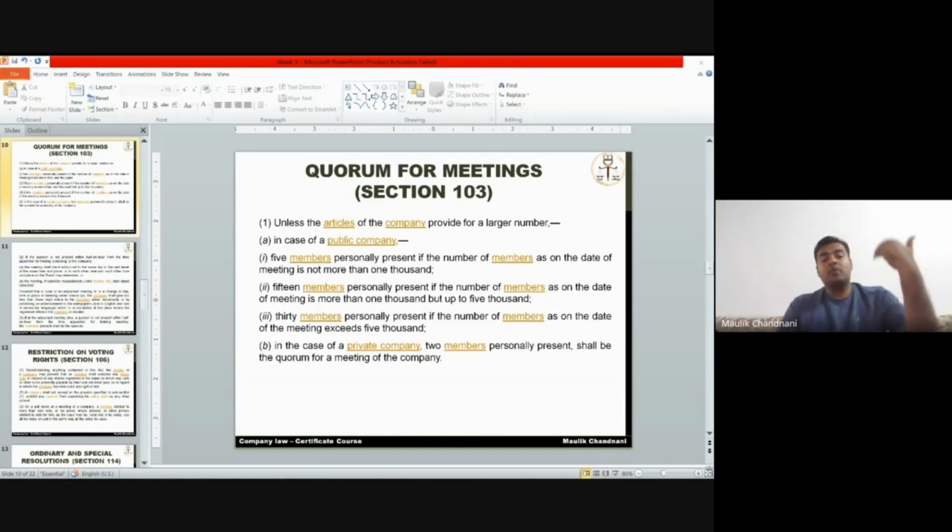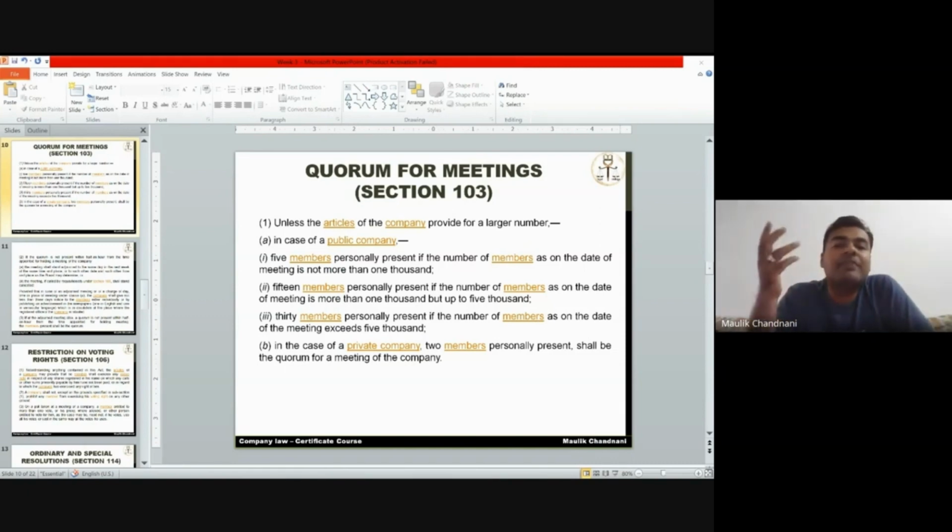Now, up to what time will we be waiting? Say, for example, the meeting was scheduled at 6 p.m. Till what time will we wait for the quorum? We will not be waiting for hours and hours for the quorum to be there. The lawmaker says wait for the quorum for half an hour. So the quorum will be judged within the first half hour. If the quorum is not present within half an hour, then the meeting is adjourned.